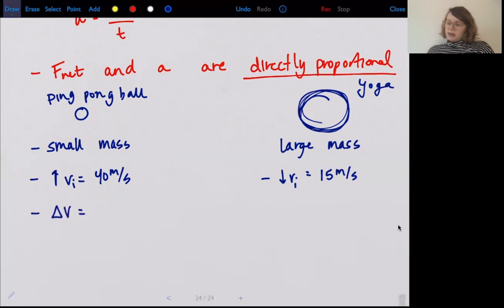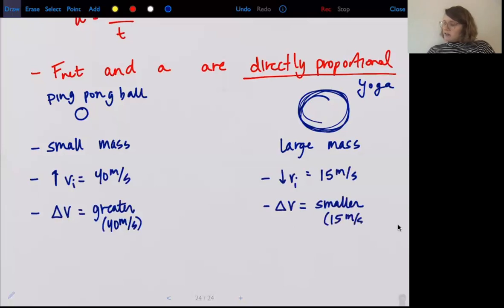Delta V is going to be greater for the ping pong ball because we're going from 40 meters per second to 0 meters per second, which is a change of 40 meters per second. Delta V on the yoga ball is going to be smaller, because we have a smaller initial velocity. So it's a change from 15 meters per second to 0 meters per second. That's a change of 15 meters per second, right?